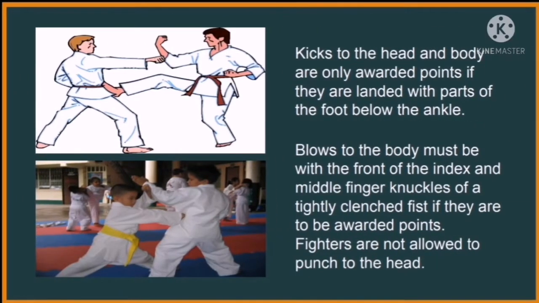Kicks to the head and body are only awarded points if they are landed with parts of the foot below the ankle. Punches to the body must be with the front of the index and middle finger knuckles of a tightly clenched fist if they are to be awarded points. Fighters are not allowed to punch to the head.